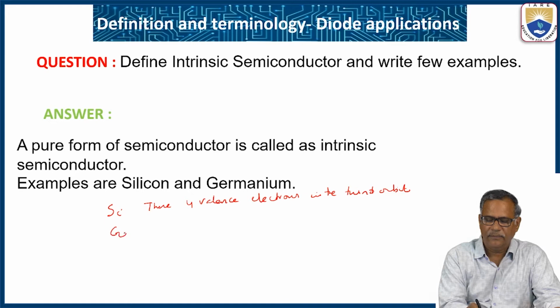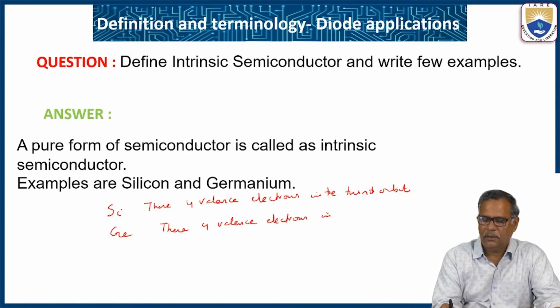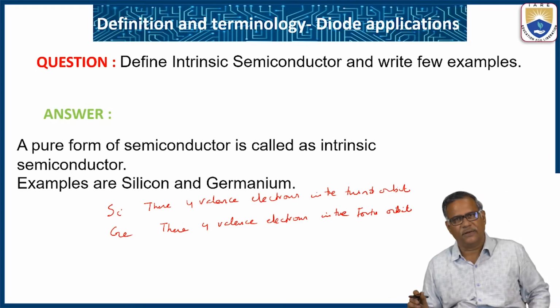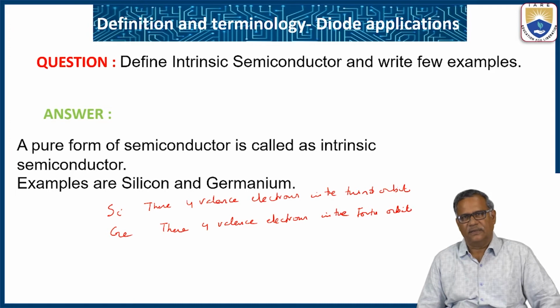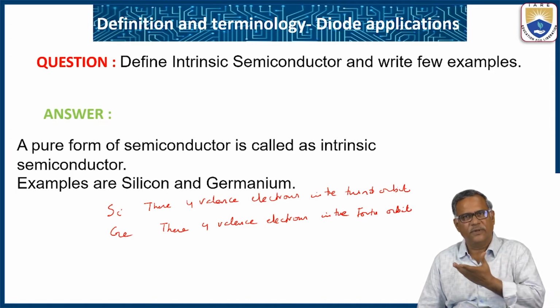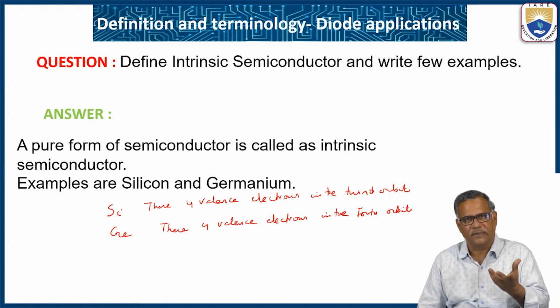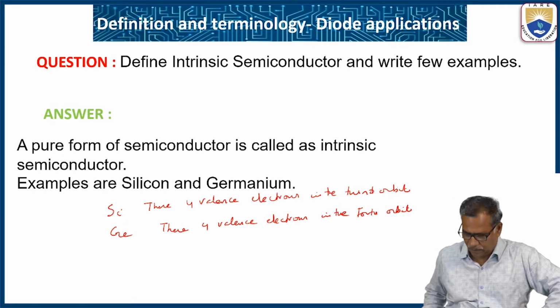Whereas for germanium, there are 4 valence electrons in the fourth orbit. That is the difference. But for both cases, we have only 4 valence electrons, and these are called intrinsic semiconductors. Why are they called intrinsic? Because the number of holes is equal to the number of electrons in an intrinsic semiconductor. Examples are silicon and germanium.